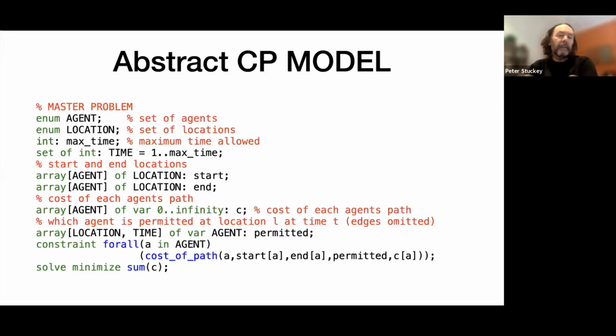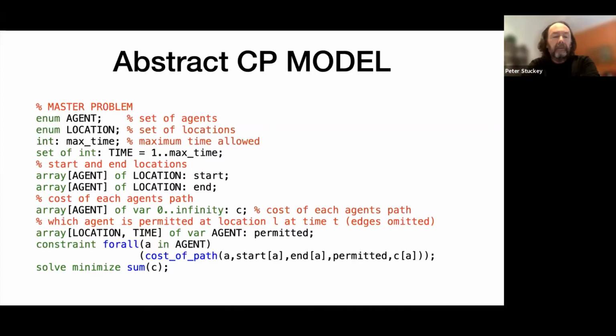So let's look at lazy CBS. So here's an abstract sort of CP model of the problem. We've got a set of agents and a set of locations. We've got a maximum time that we're allowed. So time is just the 1 to max time steps. The data we're given is for each agent its start location, and for each agent its end location. And then we'll have a variable, which will be the only variables here really, or the main variables here, which is telling me the cost of each agent's path. And we're going to minimize the sum of those costs. That's the sum of individual costs objective.